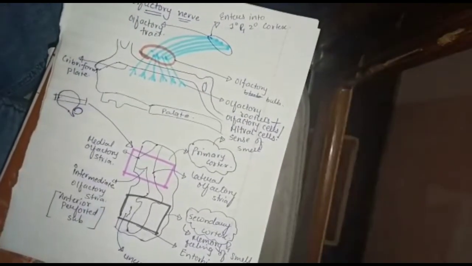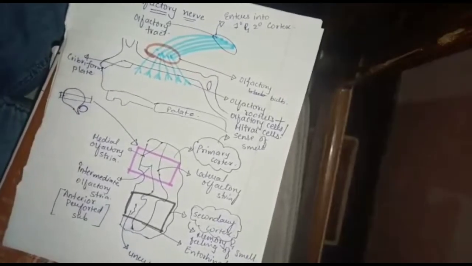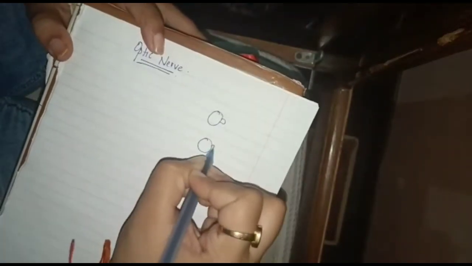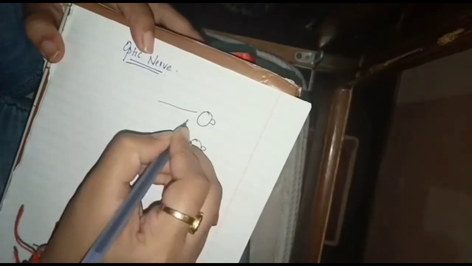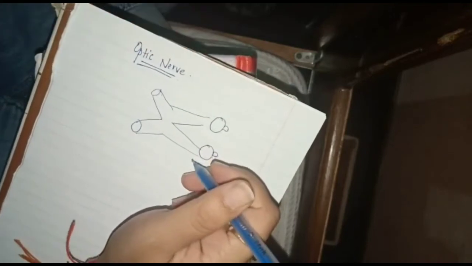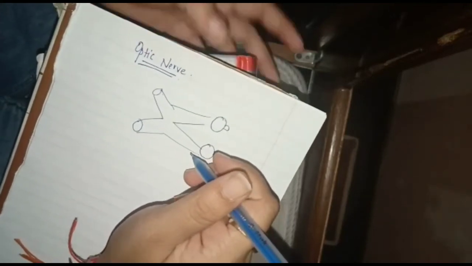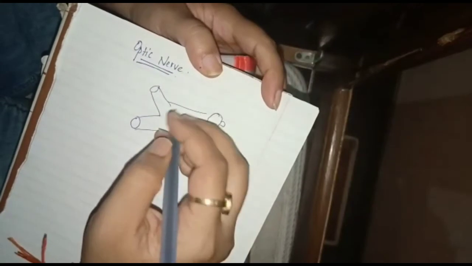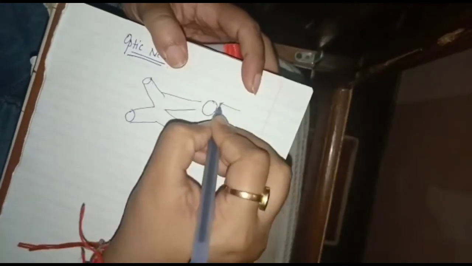Now I will tell you about the optic nerve. Here are our eyes, like this and this, right? I'm drawing a diagram. Here are our eyes. The function of the optic nerve is to see things, right? Through the optic nerve, the light comes inside.